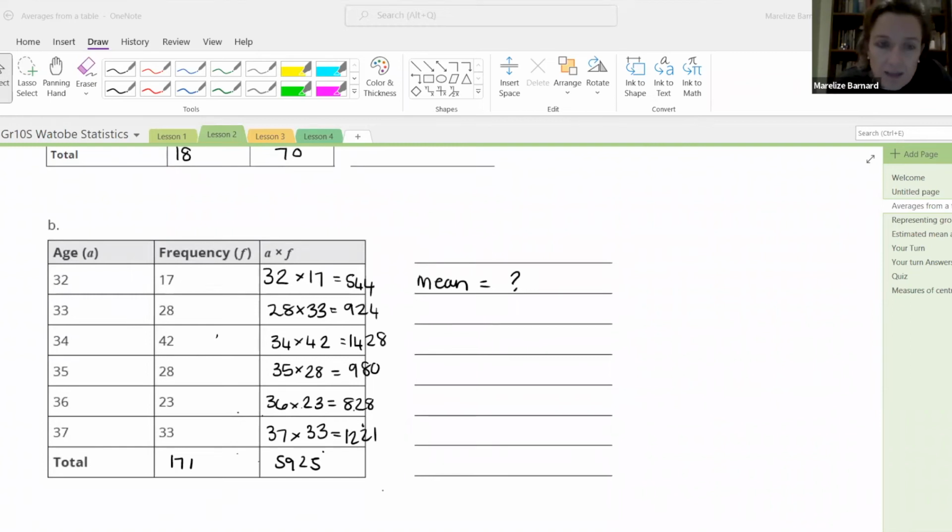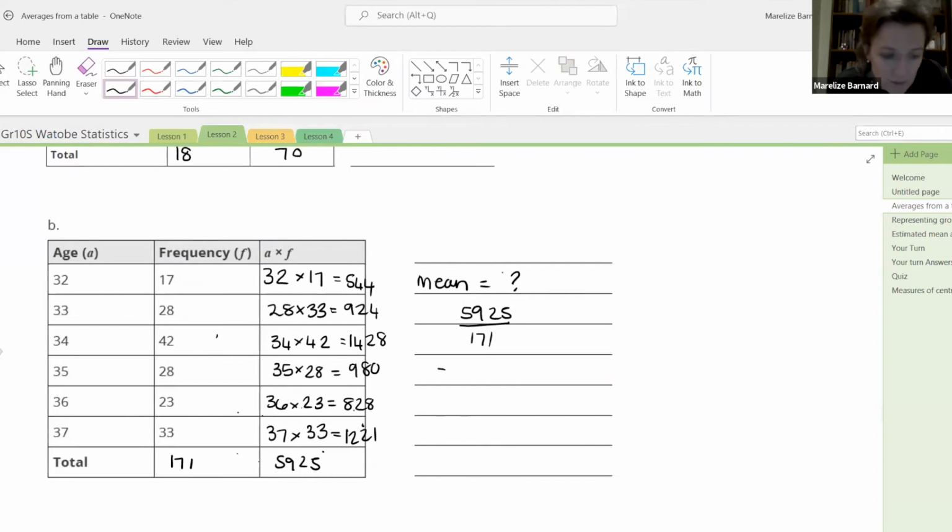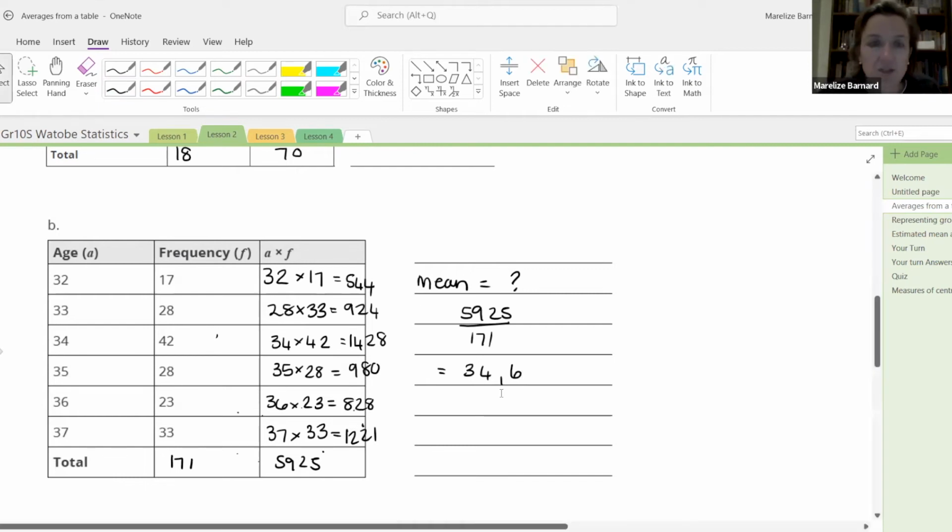Okay, so we're going to get the mean by going 5925 divided by 171. And that is 34. And I think we had to round to 1 decimal place, so it's 34.6. Yes, you round off to 1 decimal place. Okay. So the mean age for this group of 171 people is 34.6.